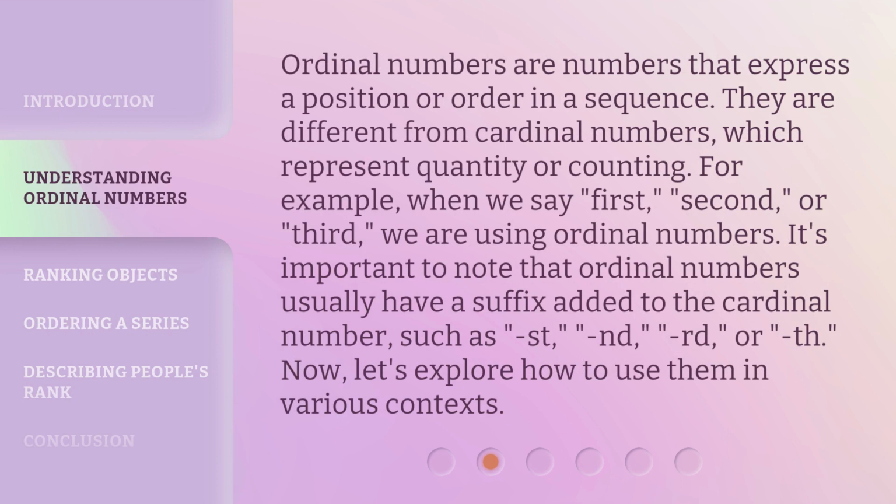Ordinal numbers are numbers that express a position or order in a sequence. They are different from cardinal numbers, which represent quantity or counting. For example, when we say first, second, or third, we are using ordinal numbers. It's important to note that ordinal numbers usually have a suffix added to the cardinal number, such as st, nd, rd, or th. Now, let's explore how to use them in various contexts.